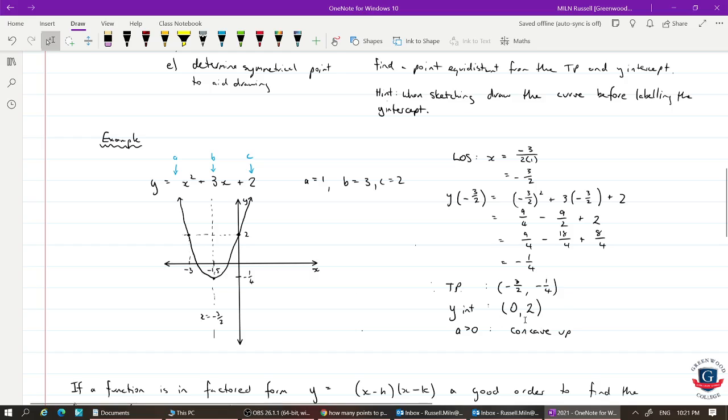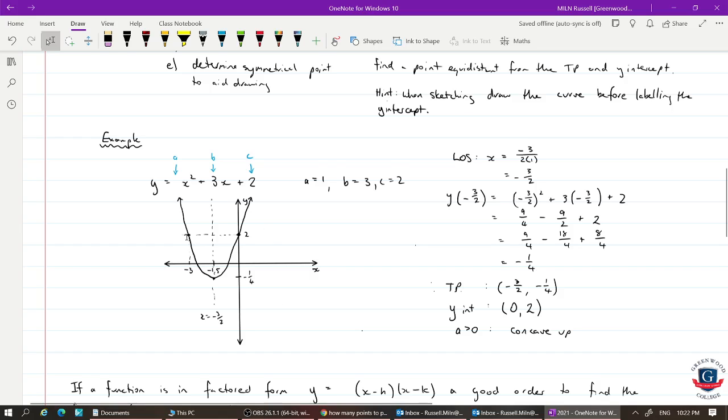Once we've done that, substitute 0 into this equation to find out where the y-intercept is. It's always going to be c, which in this case is 2. There it is there. Because a is 1, it's greater than 0, we're going to have a concave up function. It's going to be upwards, like a bowl.